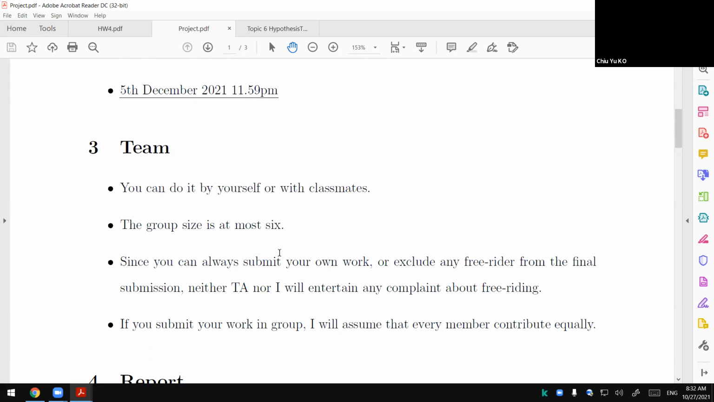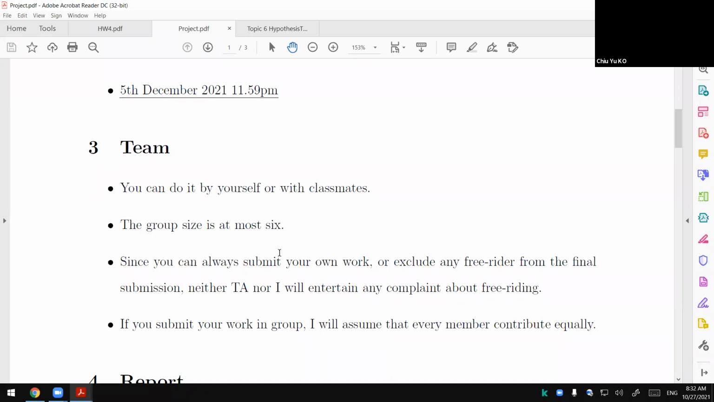Because you can submit on your own, I'm not going to get into what happens in your group, whether there's a free rider or what. If you think there's a free rider, exclude them from your list. You don't need to tell me your group.